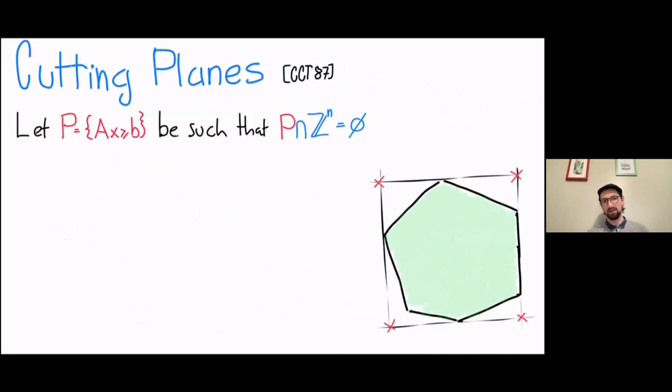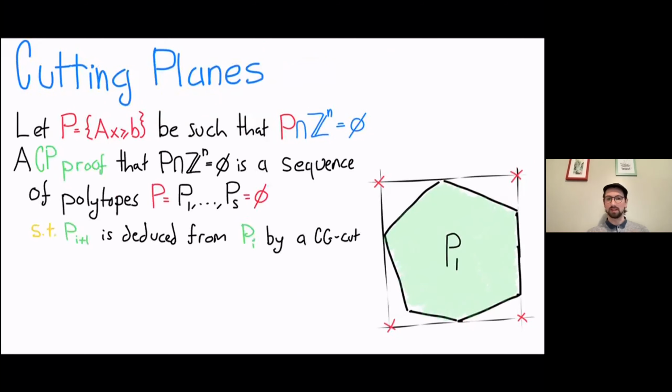And so this can be easily interpreted as a proof system, and this was observed by Chvátal in the 80s. So in this case, we're going to focus on polytopes with no integer solutions, and we want to prove the fact that they have no integer solutions. A cutting planes proof of this fact is just a sequence of polytopes, where the first polytope is the initial polytope, and each subsequent polytope is deduced by adding in an additional CG cut.